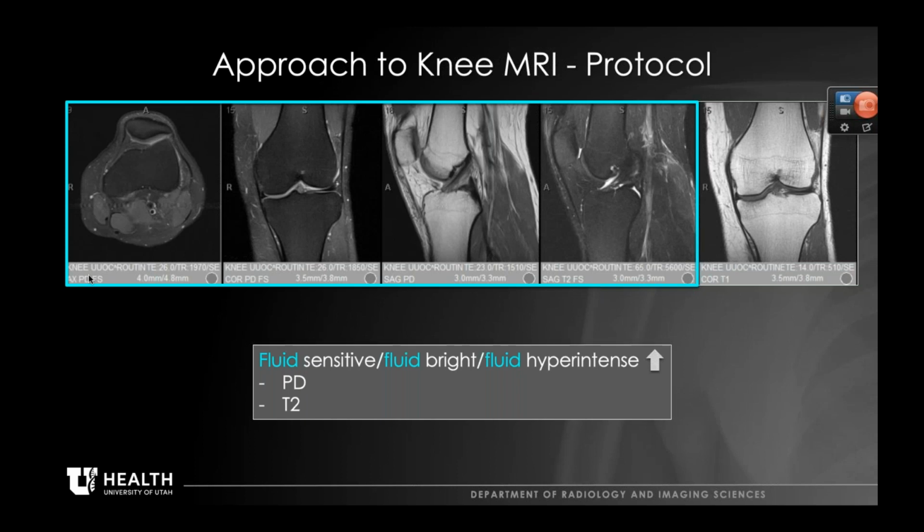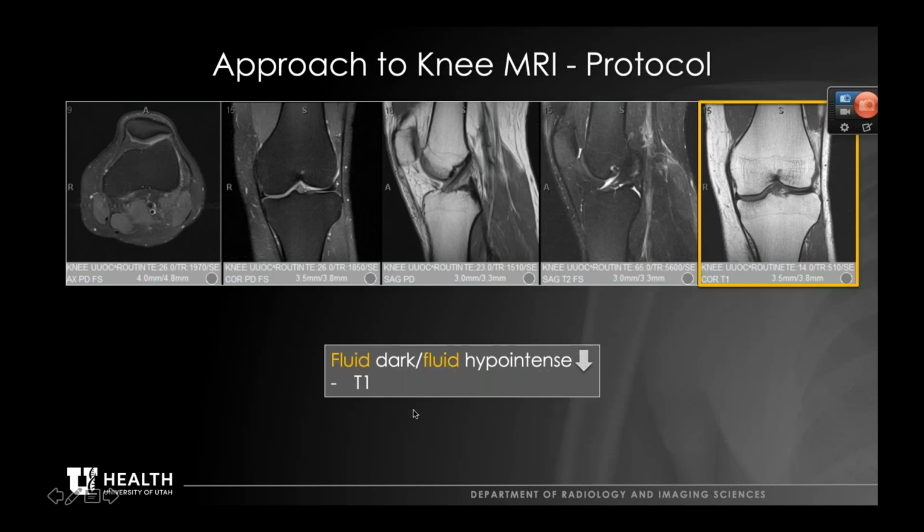And that's because most pathology shows up as bright abnormality. So we think about edema, hemorrhage, contusion, all of those things, ligament tears, they're all going to have increased edema and fluid content. And so they're going to be brighter on these fluid sensitive sequences. So these are both PD, or proton density, and T2 weighted sequences. There's one fluid dark sequence that we perform, and that's a T1.